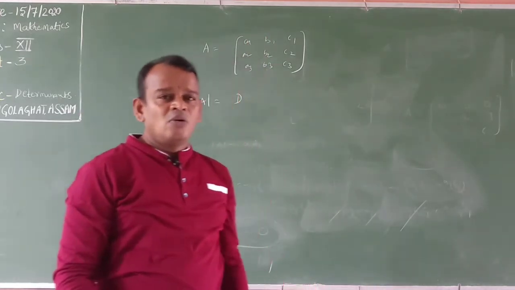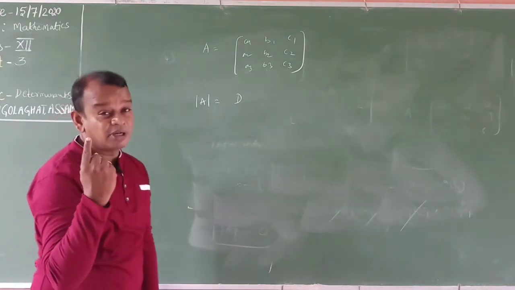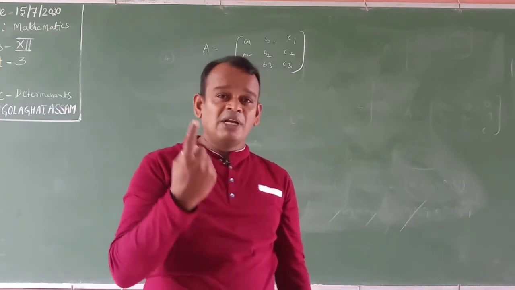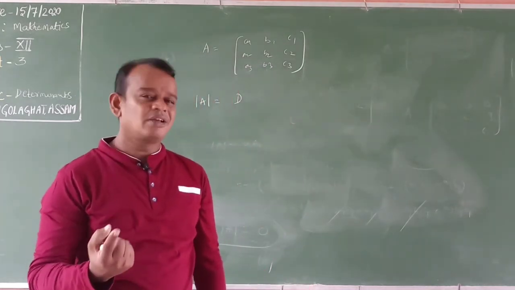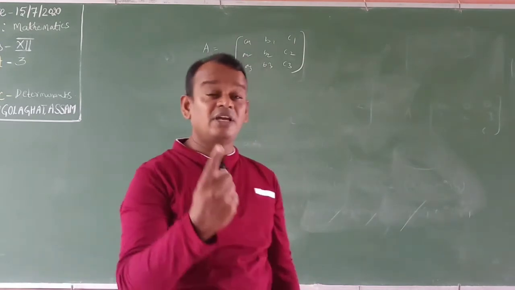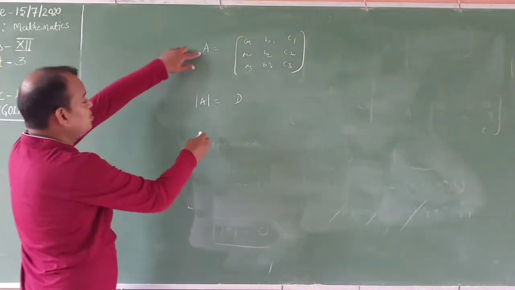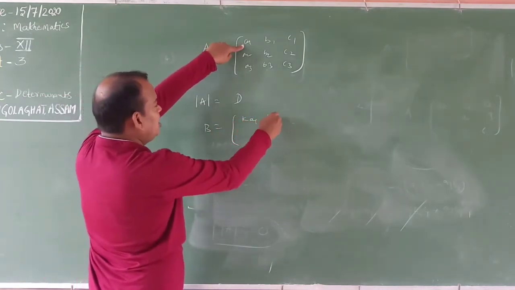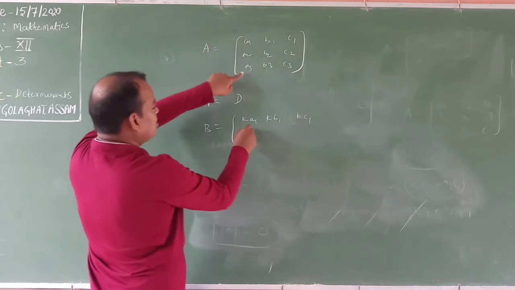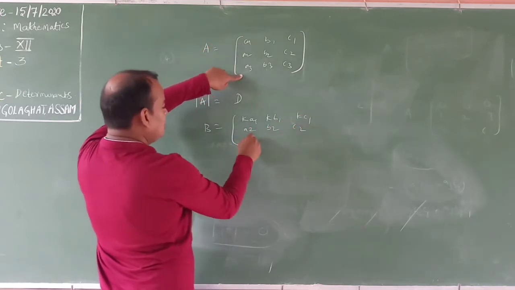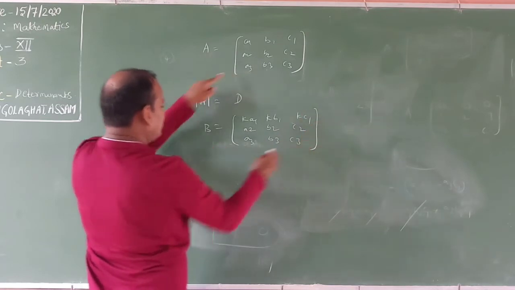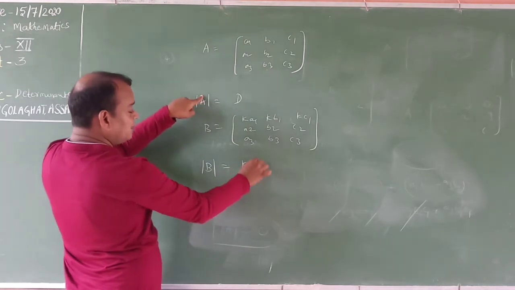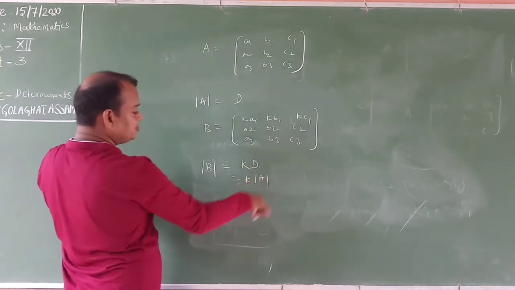After that, we multiply either one row or one column with a scalar. Scalar means any real number. Suppose matrix B, where I multiply the first row with K: KA1, KB1, KC1, and the rest remains the same: A2, B2, C2, A3, B3, C3. Now you can find the determinant. The determinant of B is equal to K times the determinant of A.